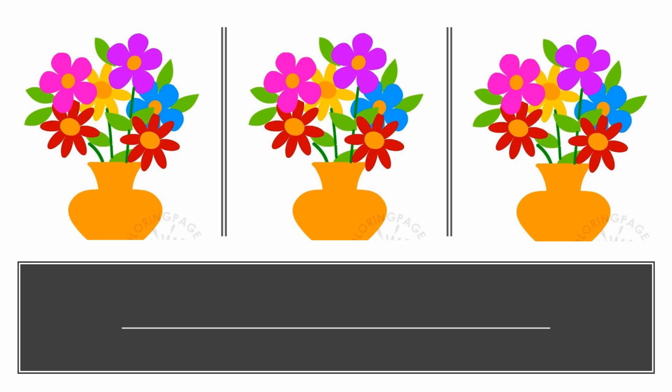Here you can see 3 flower vases. Each of the flower vases has 6 flowers. So let us see: flower vase 1, 6; flower vase 2, 6; and flower vase 3, 6 flowers altogether. So totally that makes it 6 plus 6 plus 6, 18 flowers.